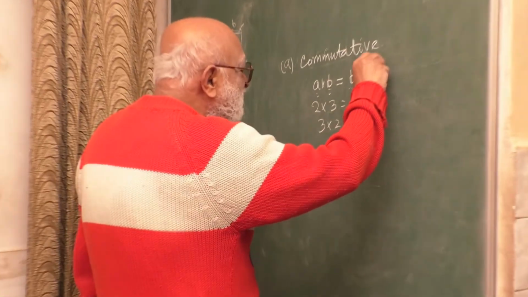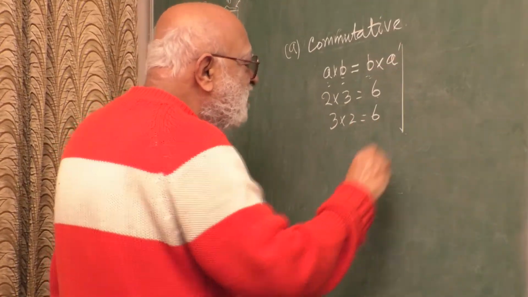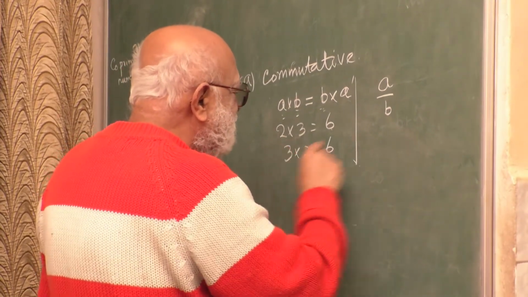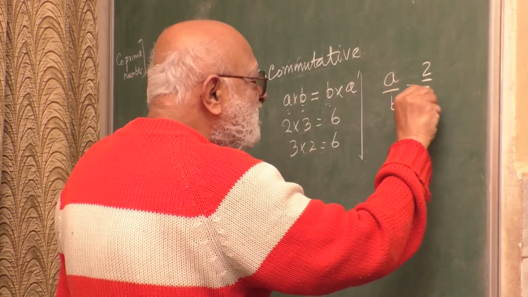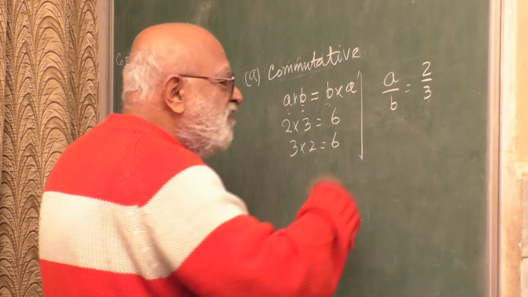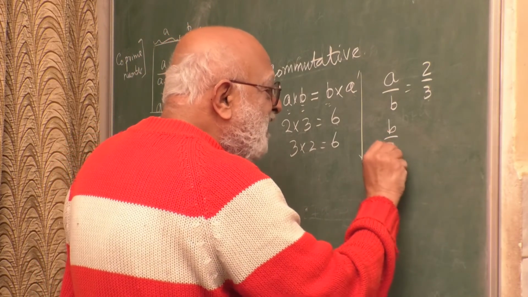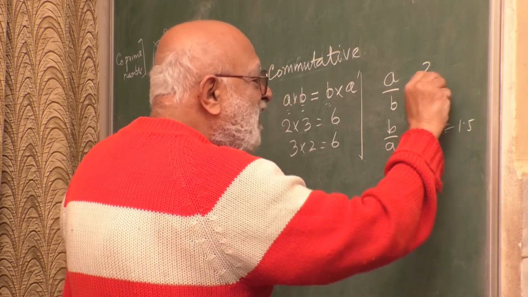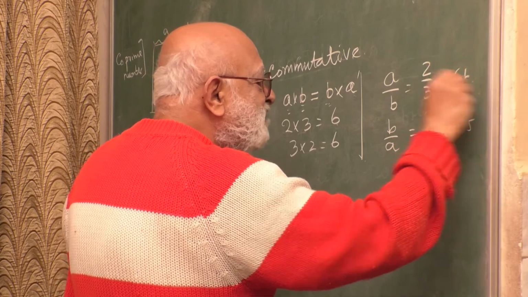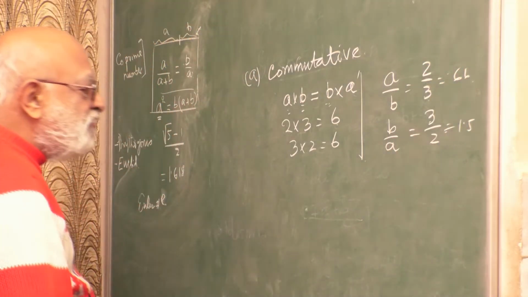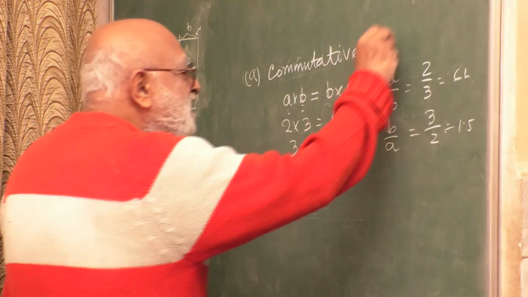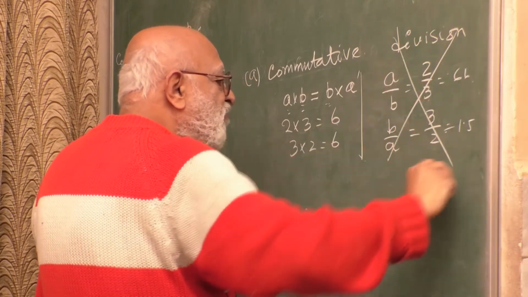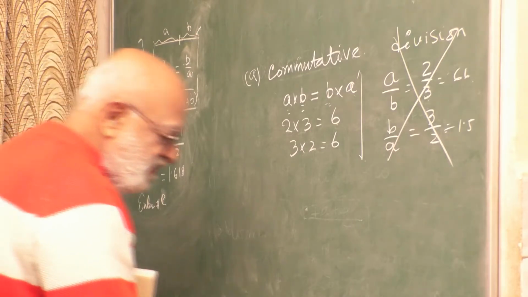So having different positions doesn't matter. But this does not apply in case of division. Let us take the same example. A by B, let us say 2 by 3, this is its one value. If I flip it over, that means if I do B by A, this becomes 3 by 2. The value is different. This is 1.5 and the other is about 0.66. So this does not happen in case of division. For division, this law does not work.